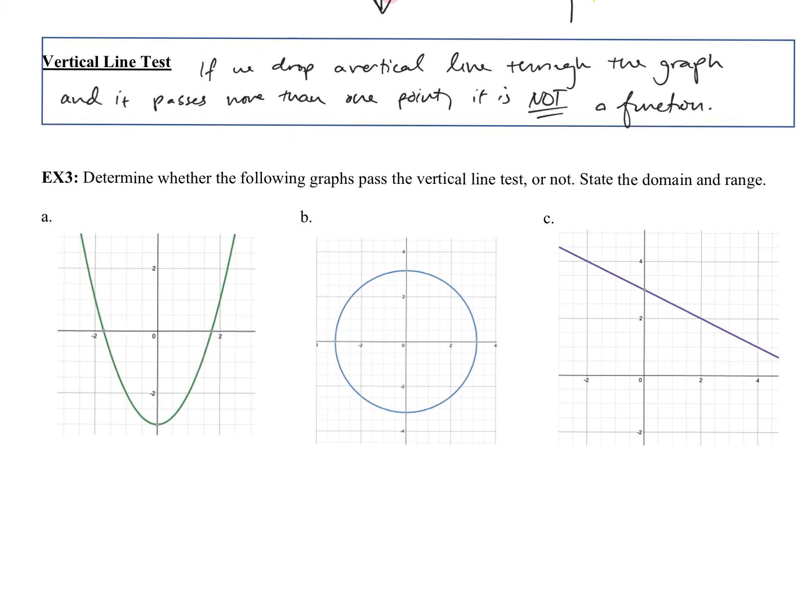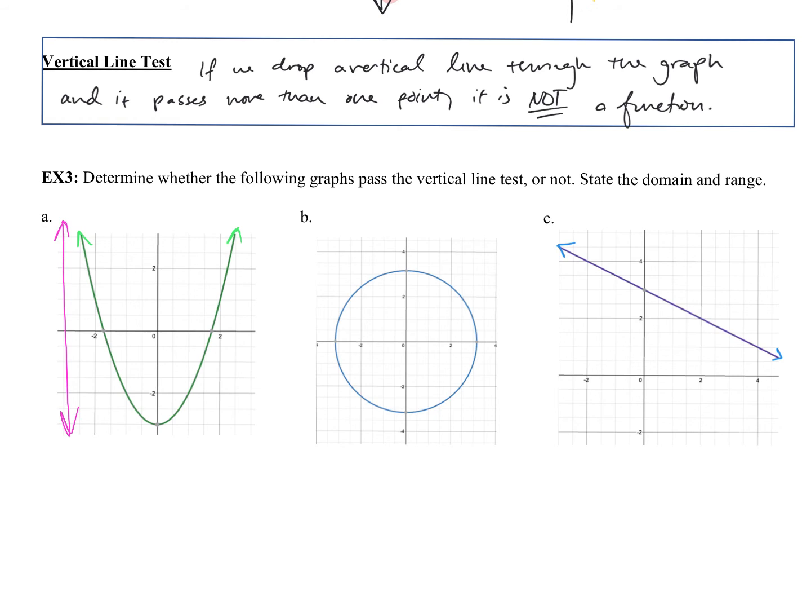Let's go ahead and practice it. Determine whether the following graphs pass the vertical line test or not. State the domain and range. So let me go ahead and fix something that is wrong with our graphs. Remember, we always want to have arrowheads on our graphs. Let's go ahead and plop those in. Okay, so now let's go ahead and drop a vertical line. You might say, well, I could drop a vertical line here, and look at that. It doesn't hit anything. So it's a function.